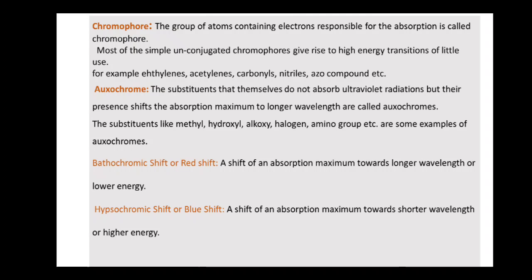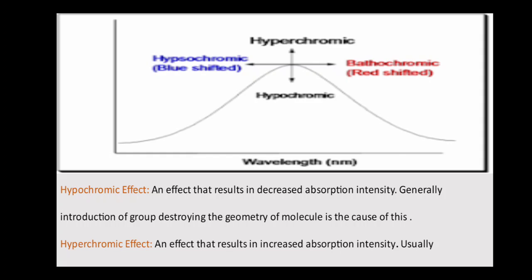Now, let us see the other terminologies: bathochromic shift or red shift. It means a shift of an absorption maximum towards the longer wavelength or lower energy. Hypsochromic shift or blue shift is a shift of an absorption maximum towards the shorter wavelength or higher energy. This we can see in this diagram: bathochromic shift, hypsochromic shift, hyperchromic shift and hypochromic shift.